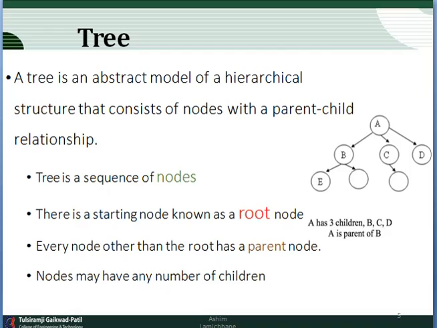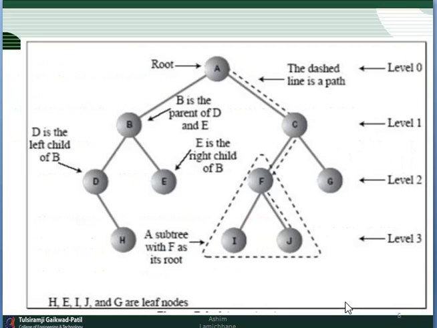Alternatively, a tree can be defined abstractly as a whole, as an ordered tree with a value assigned to each node. On the right hand side, in the tree I mentioned over here, A is the root node, which has three different children B, C and D. B again has one child, that is E. That means A has three children B, C, D. A is the parent of B, or we can say that B is the child of A, one and the same thing.